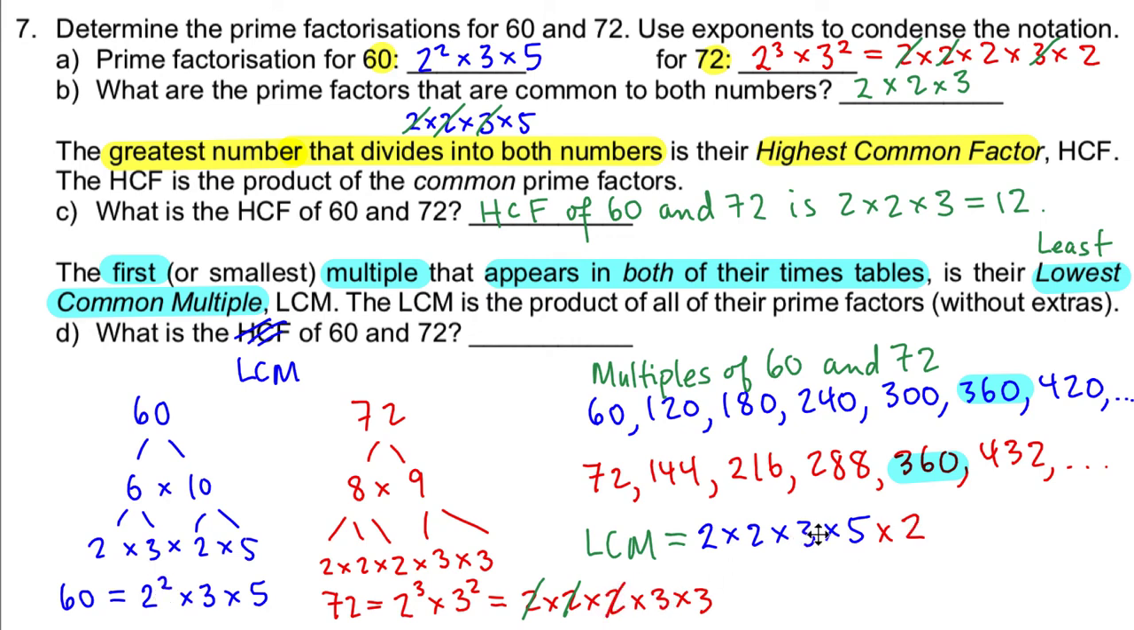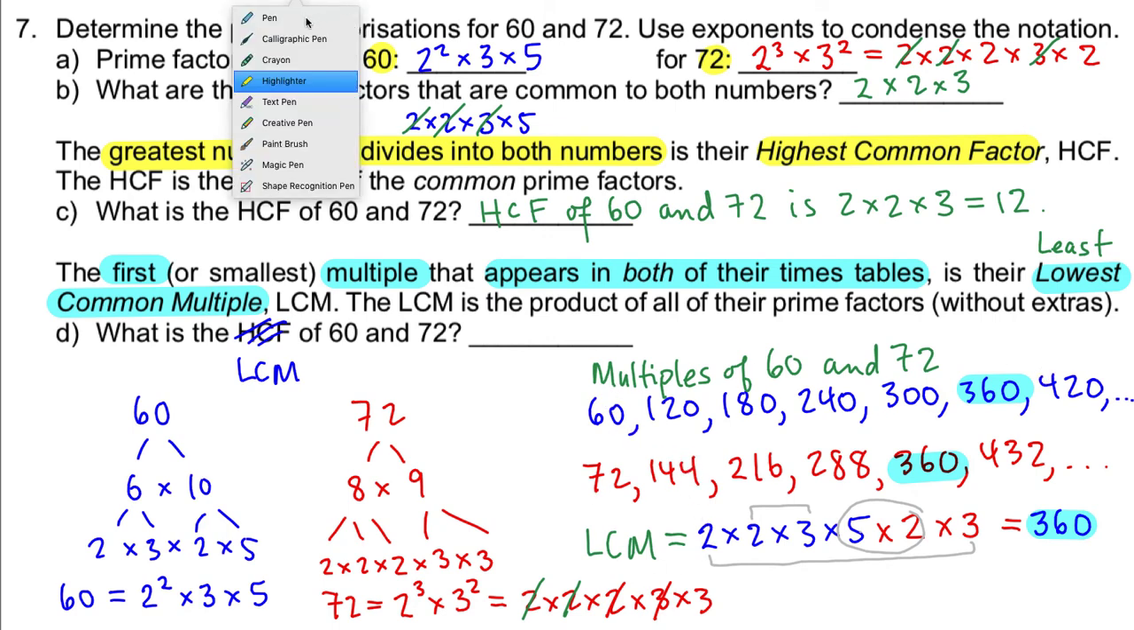Now I need a 3, but I already have one 3, so I don't need this 3. I need a second 3, which I don't have, so I need to multiply by a second 3. And so this number, when we multiply it all out, will give us 360. Let's just double check. We can group nicely together. I'm going to put the 2 and the 5 together as factors, and then maybe 2 times 3 and the other 2 times 3. So 2 times 3 is 6, times another 6 is 36, and then 36 times 10 is 360, which is the first common multiple of both times tables for 60 and for 72.